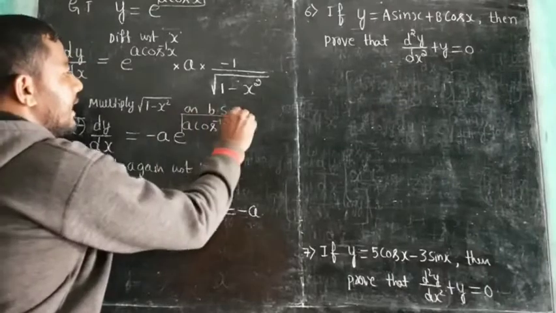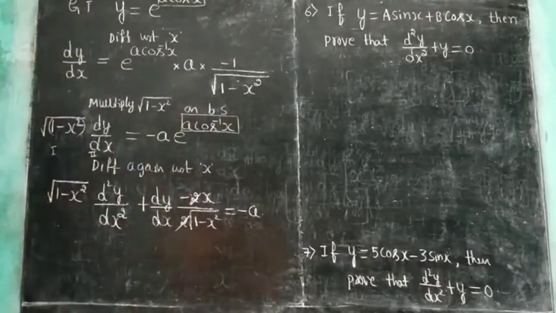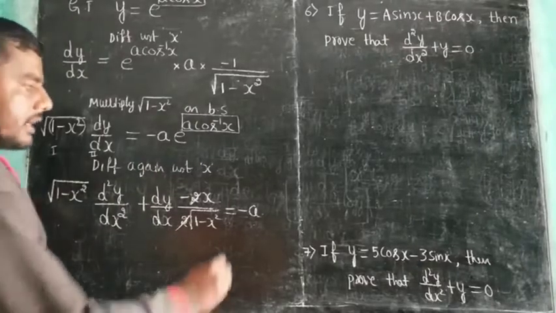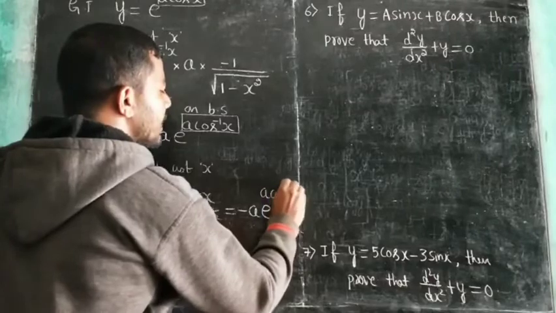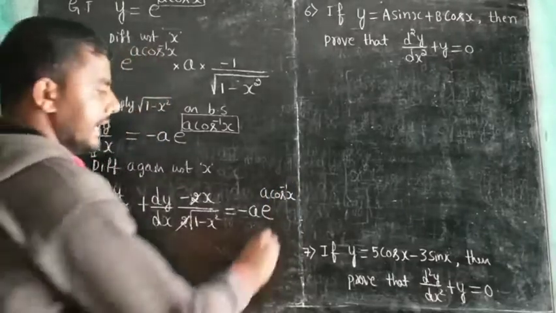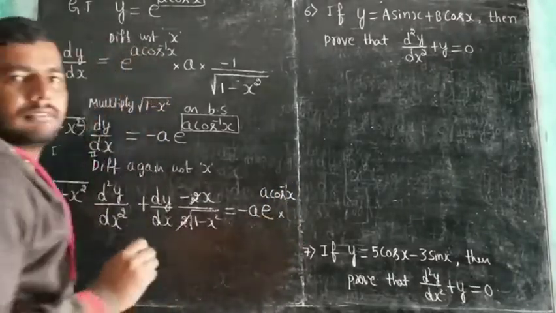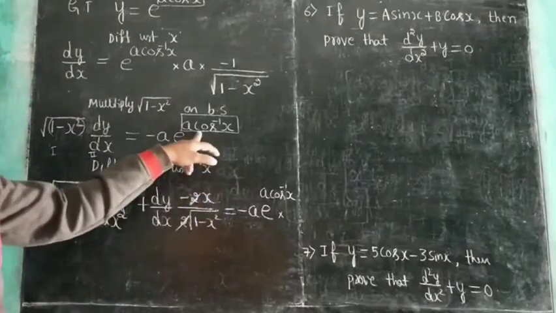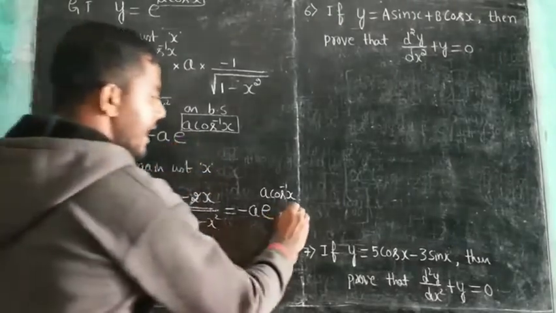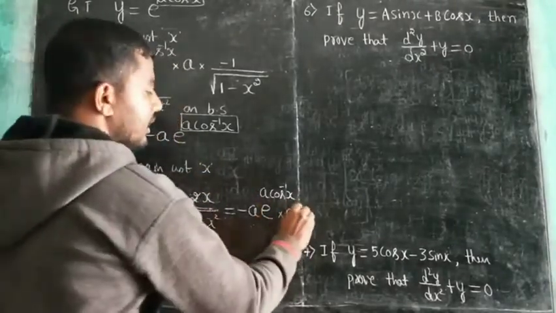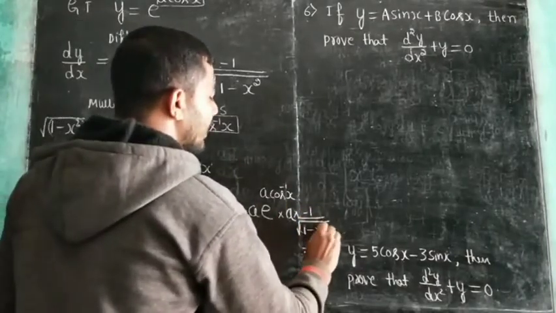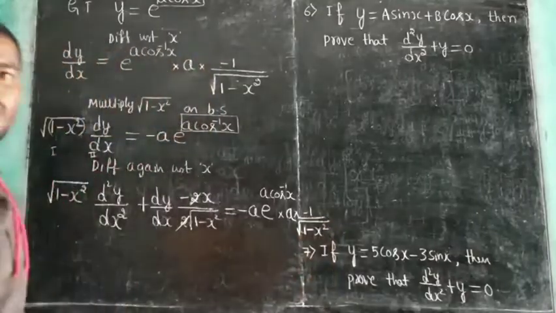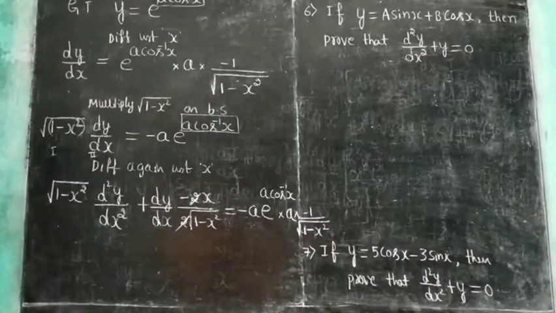Once again write the derivative of e power dabba. It is of the form e power dabba. So write the derivative of e power dabba. The derivative of e power dabba is e to the power of dabba. Dabba is nothing but a cos inverse x into the derivative of dabba. That is a into the derivative of cos inverse x, which is minus 1 divided by root of 1 minus x square.